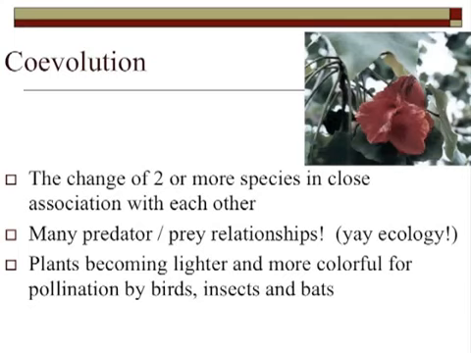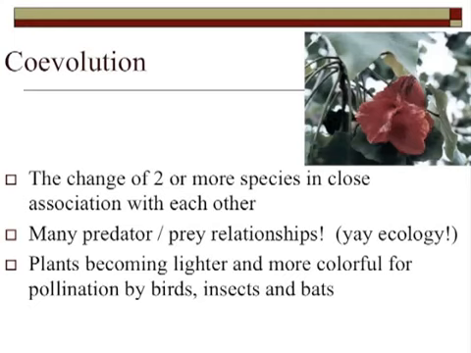There's also the plants that become lighter and more colorful to be visible to birds and bats and insects, and then insects often become the color of the flowers so that they can blend in and camouflage. So they change their color patterns due to the relationship of pollination.